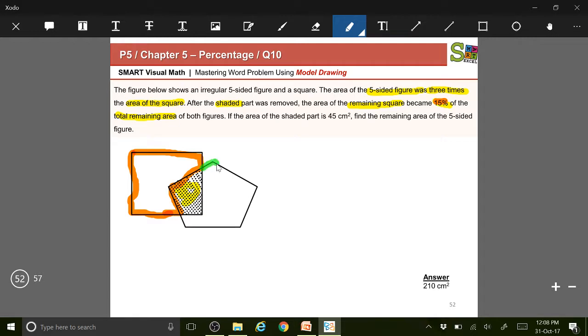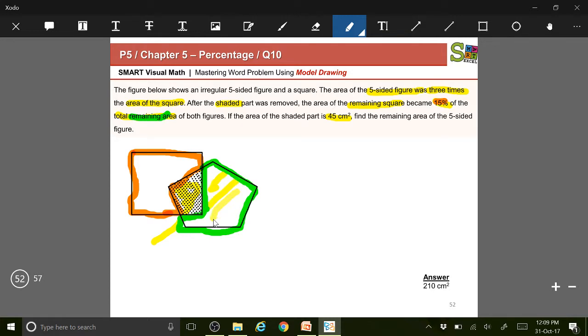This one, not the shaded area. The remaining is the green plus the square itself. If the area of the shaded part is 45, so the area of the shaded here is 45, which is the yellow. So we're gonna take note of this later. Then find the remaining area of the five-sided figure, which is all of this.